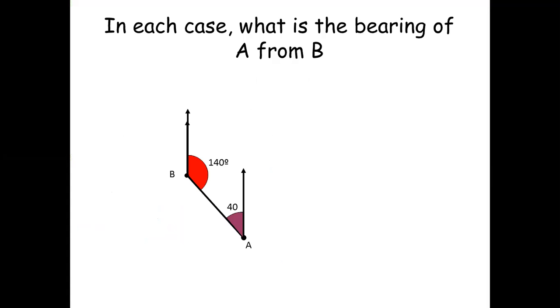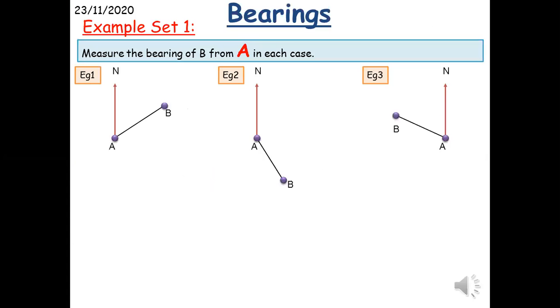Okay, for example, now, in each case, what is the bearing of A from B? So from B, I must put the line of north at B. And then I connect the 2 points A and B. And then I start moving clockwise from the line of north till I reach the other line that I have drawn. This angle is the one marked in red, and it is 140 degrees. So the bearing of A from B is 140 degrees.